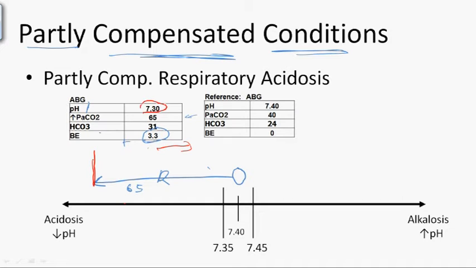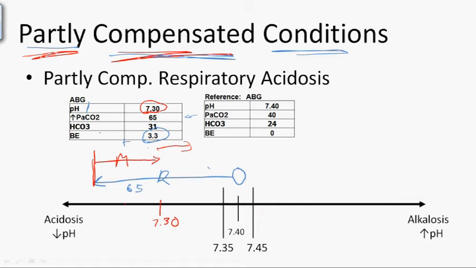So let's look at our actual pH here. This is going to drive me back here to have a pH of 7.30. So it's not quite in the normal range, and that's why we're using the term partly compensated, because I'm not in that normal range. If the pH gets in that normal range, it'll be fully compensated, and we'll look at that in a minute.